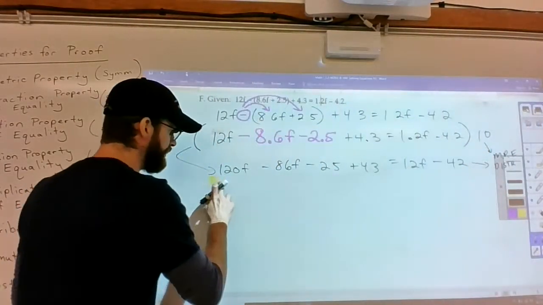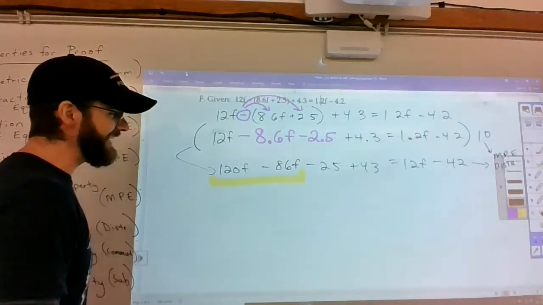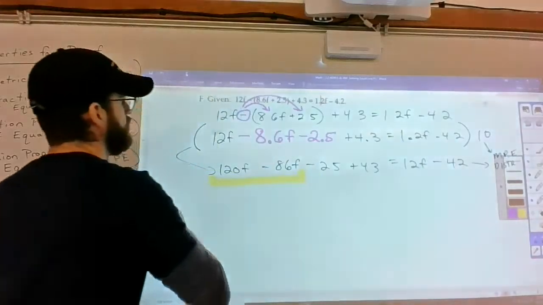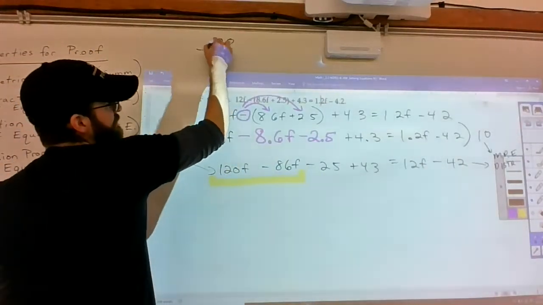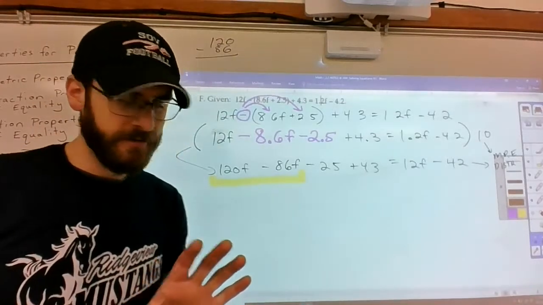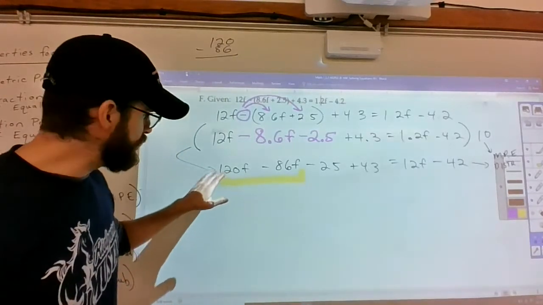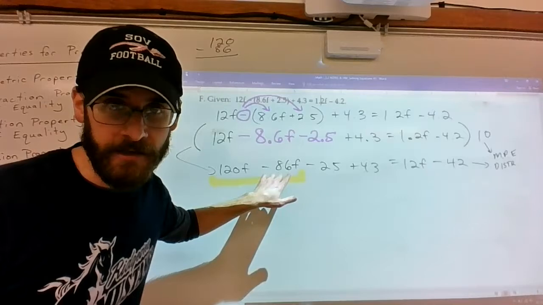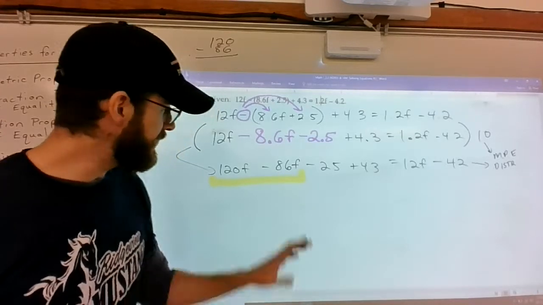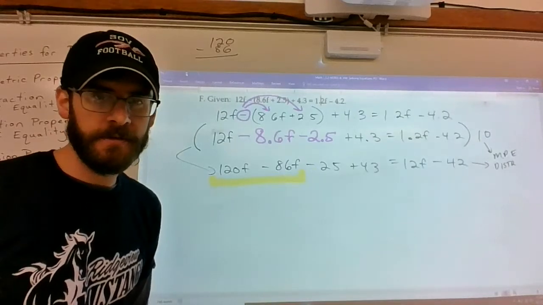So 120f minus 86. You can stack those if you can't really do it in your head. I mean, here's a shortcut. I think most people can do 120 minus 80 in their head. What's 120 minus 80? 40. Now take 6 more away. It's 34.